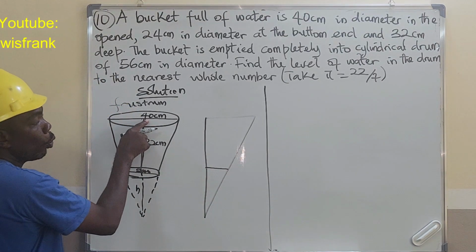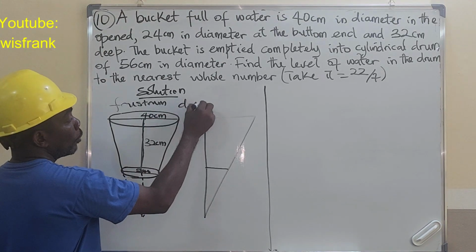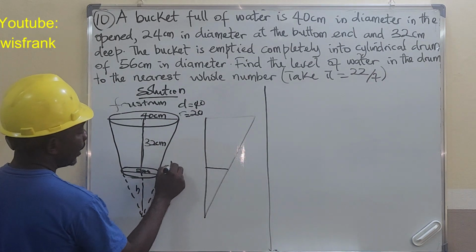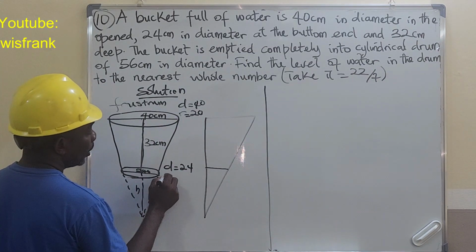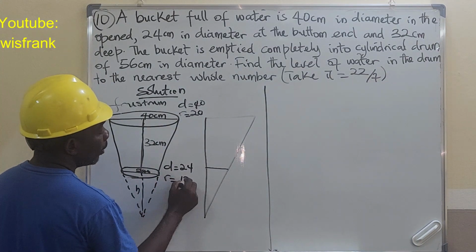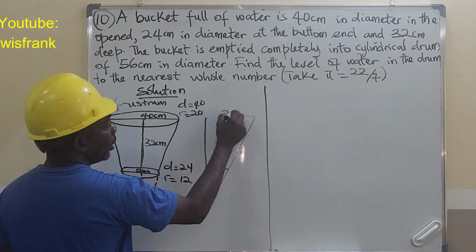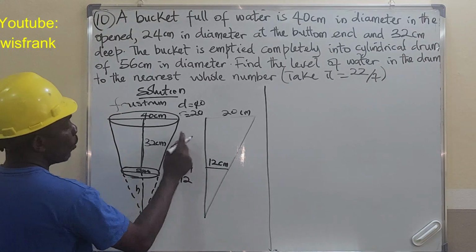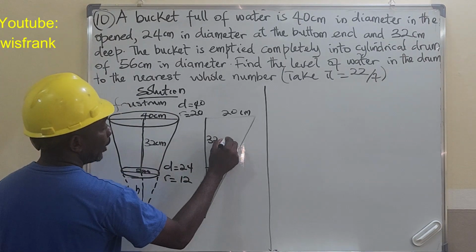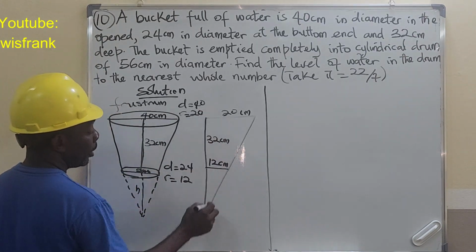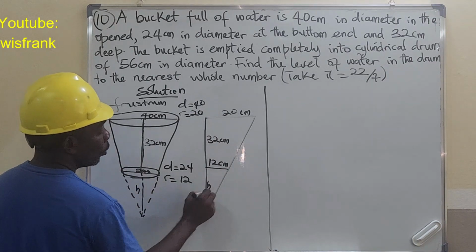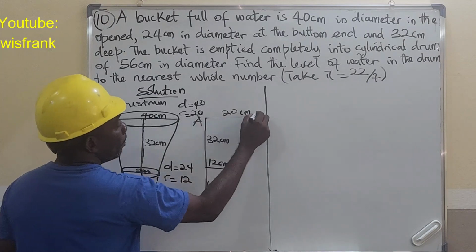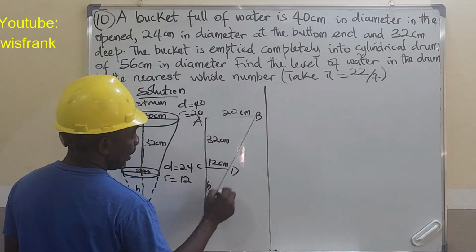So here, when we divide the 40, our D equals 40, so our R will be 20 cm. Here, our D equals 24 cm, so our R equals 12 cm. So here will be 20 cm. Here will be 12 cm. In this case, our 32 here is the height of the frustum. And also here, our new cone will be h. Therefore, we can label this A, B, C, D, and E.